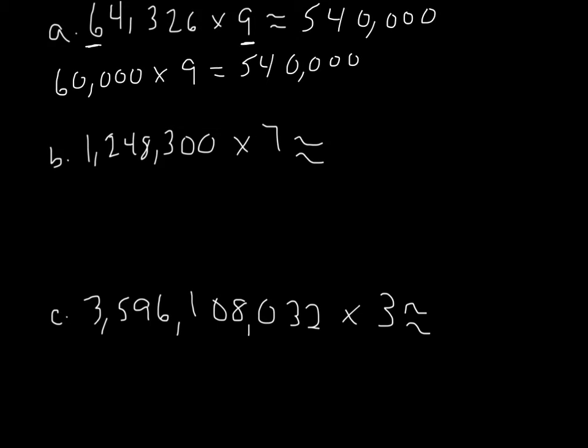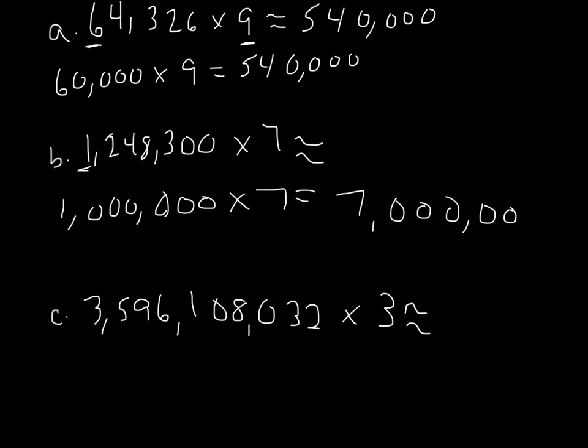Okay, let's look at B. We'll front end round. So the first number has a millions place, so let's round to the nearest million. 1,248,300 is about 1 million. Now 7 just has a ones place, and so we leave it alone. We get 1 million times 7. Well, that's just 7 million. And so, see, these are all numbers you could do in your head.